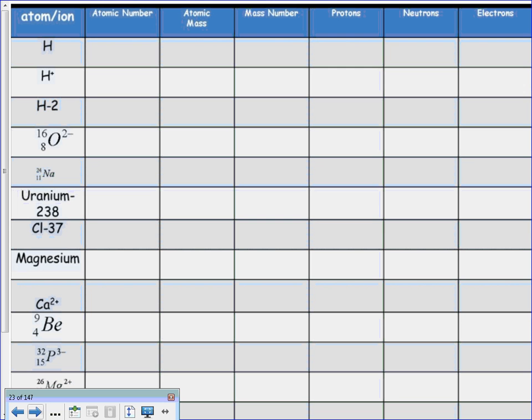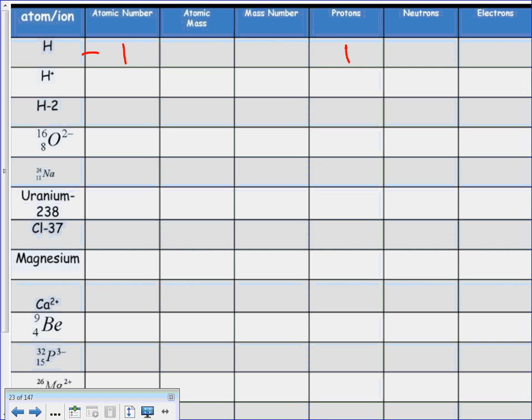So let's start with the easy one. Let's start with hydrogen. Straight up hydrogen, nothing is given to us. So you should be looking at your periodic table. What is the atomic number for hydrogen? 1. Okay, immediately once you get atomic number, I want you to go straight to proton number. What is proton number? 1. Those should be filled out at the same time.